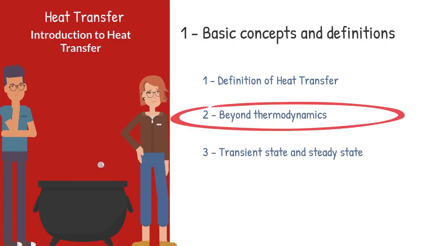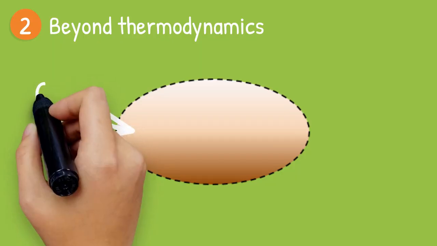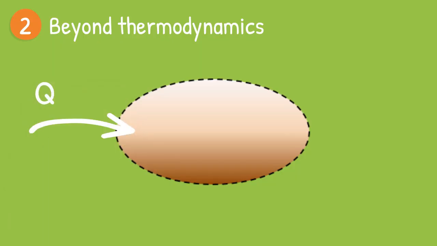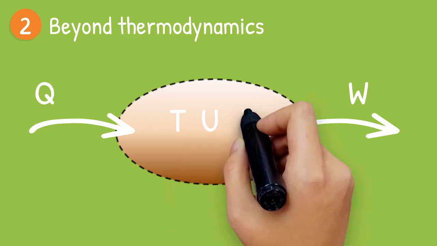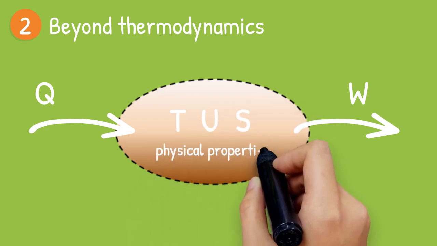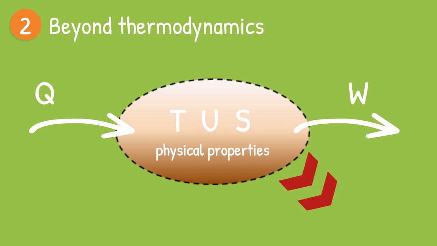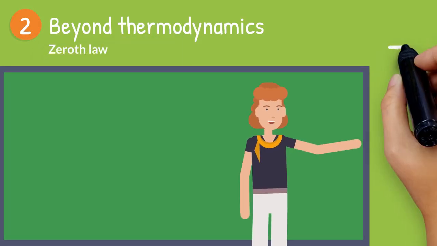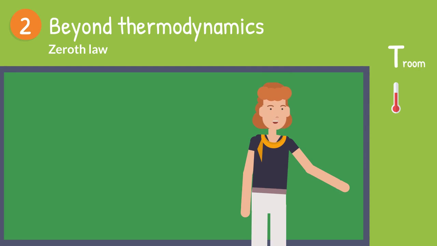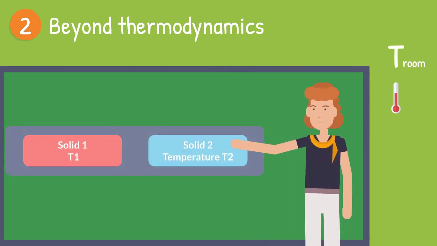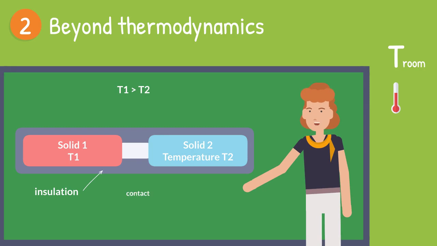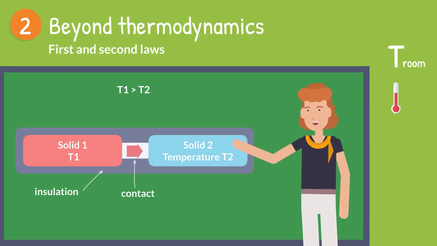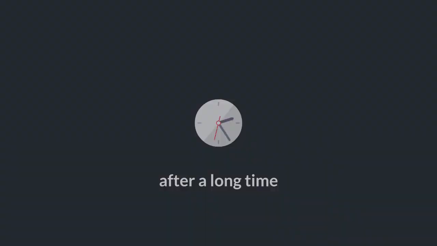Let's go beyond thermodynamics. Thermodynamics is a branch of physics that deals with heat, work, and temperature, and their relation to energy, entropy, the physical properties of matter, and radiation. The thermodynamics Zeroth law provides an empirical definition of temperature. Thermodynamics also explains that, by putting two systems in contact, their temperature will evolve until reaching equilibrium.